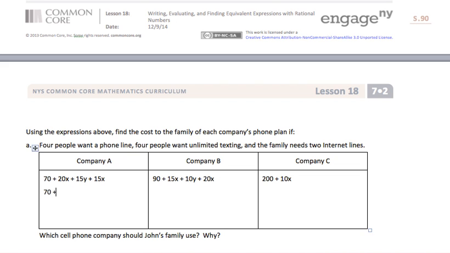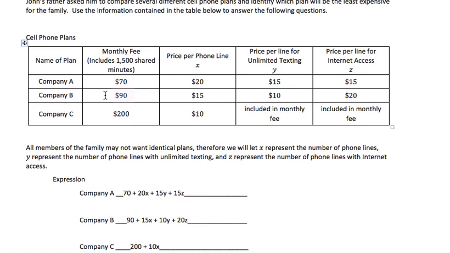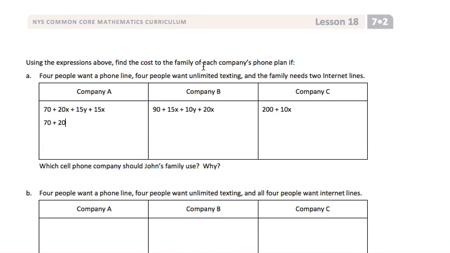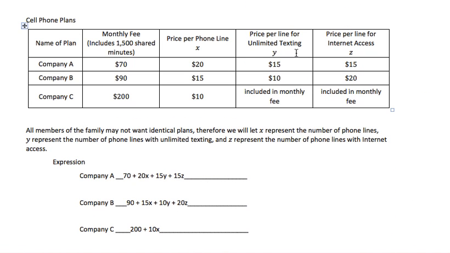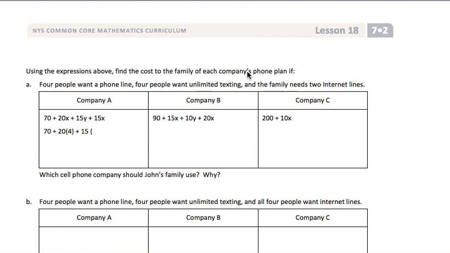So 70 remains the same. 20 times x, and x represented the number of phone lines. So in this case, 4 people want a phone line. So we'll be doing 20 times 4. We can represent the multiplication, remember, without any symbol. And 15 times y, y represented unlimited texting. And 4 people want unlimited texting. So we'll do 15 times 4.